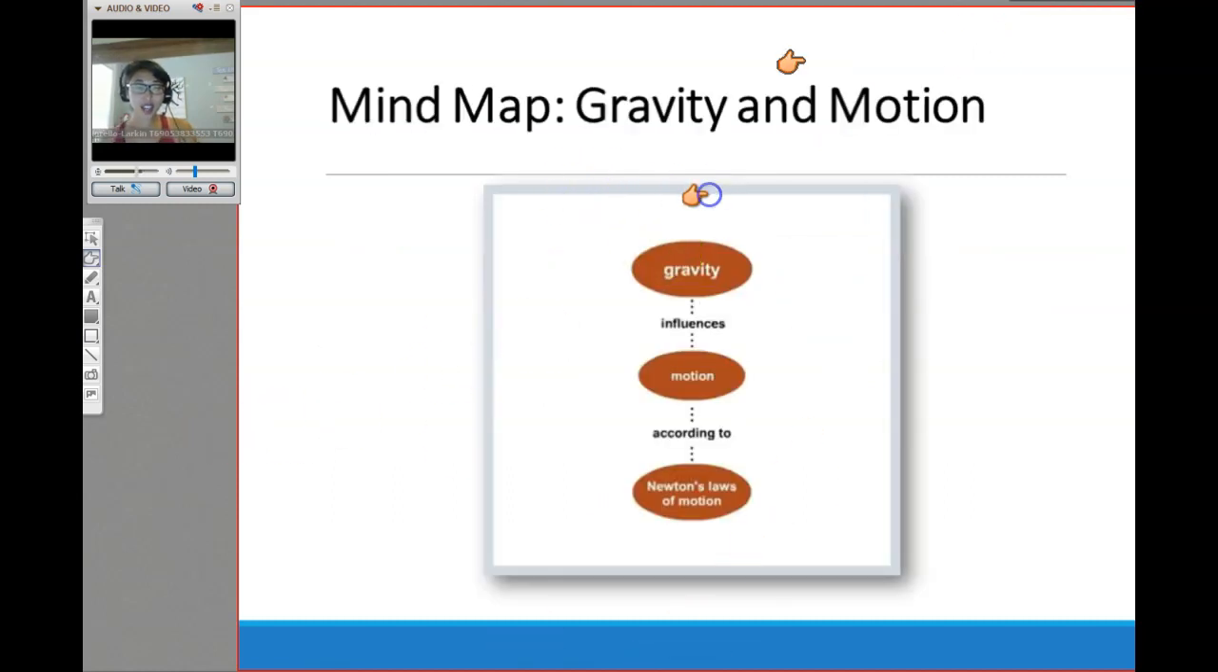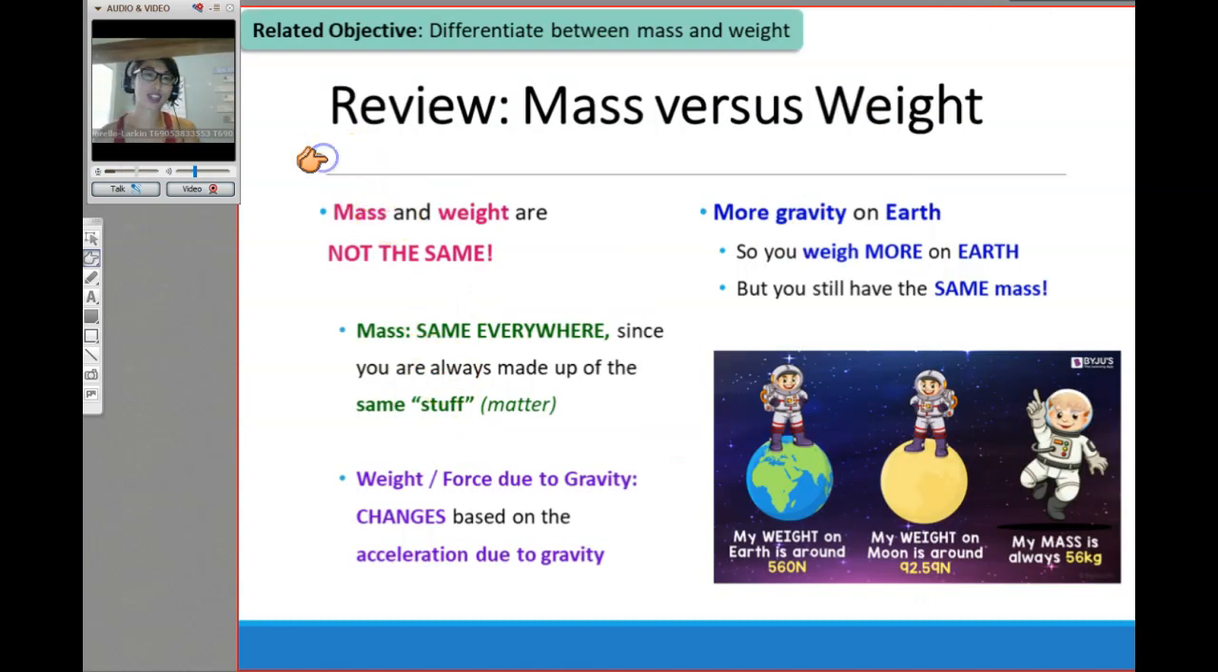All right, so we're going to talk about gravity and how gravity and motion are related according to Newton's laws of motion. Today, we are opening up the 3B notes. So we are working on the 3B notes. That's today's assignment. So let's review really quickly mass versus weight.